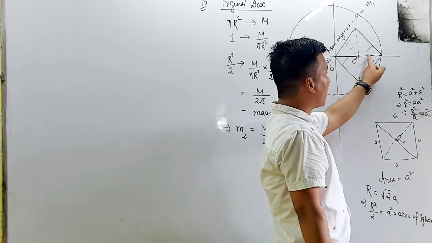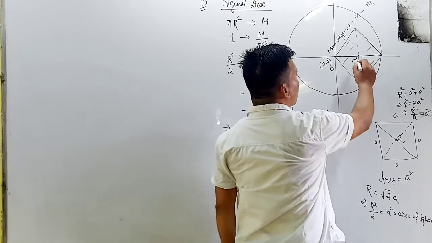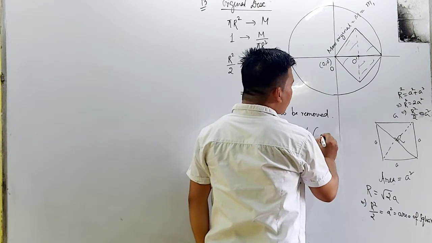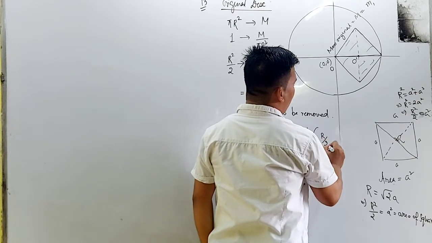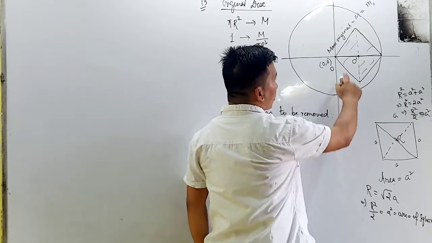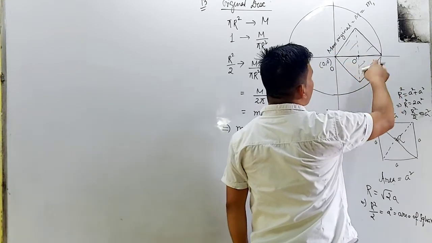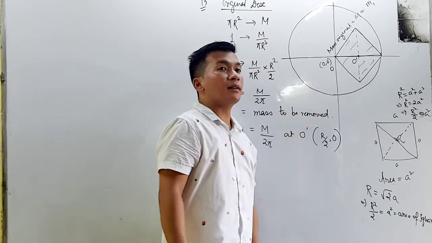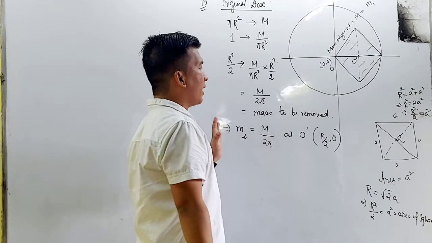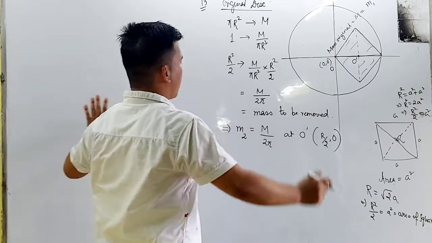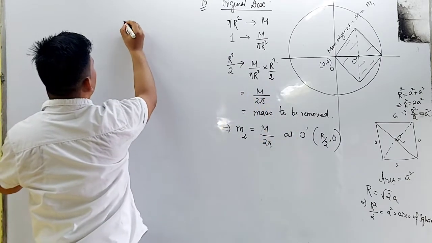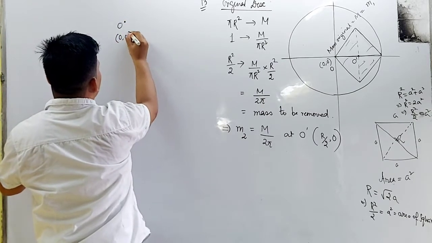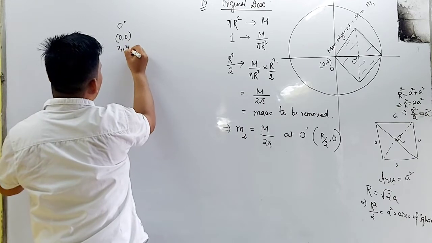Since it is lying on the x-axis, the coordinate will be r by 2, 0. Why positive? Because this is on the positive side, on the right hand side of the origin. So we will be having 2 point masses. At the origin 0, 0, this is your x1, y1.